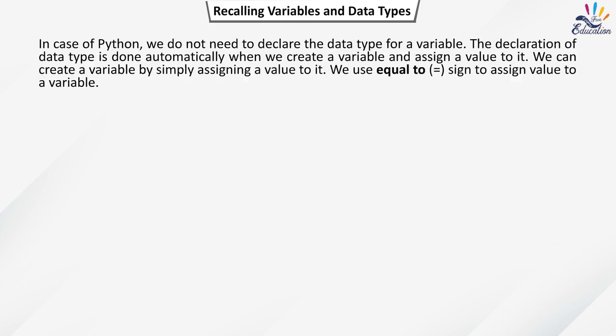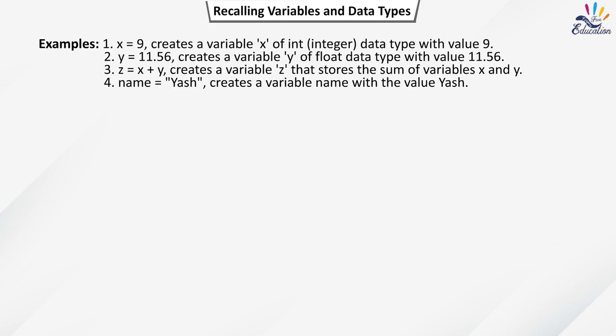In the case of Python, we do not need to declare the data type for a variable. The declaration of data type is done automatically when we create a variable and assign a value to it. We can create a variable by simply assigning a value to it. We use the equal to sign to assign a value to a variable. Example, x = 9 creates a variable x of int integer data type with value 9.